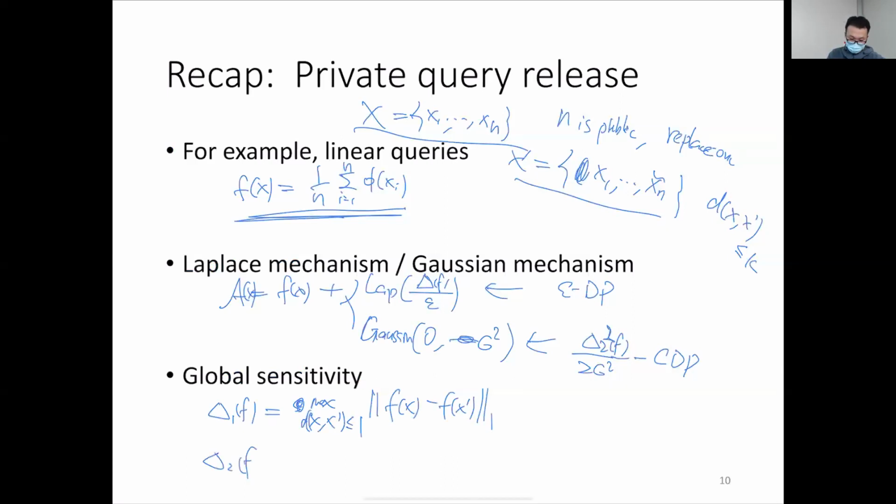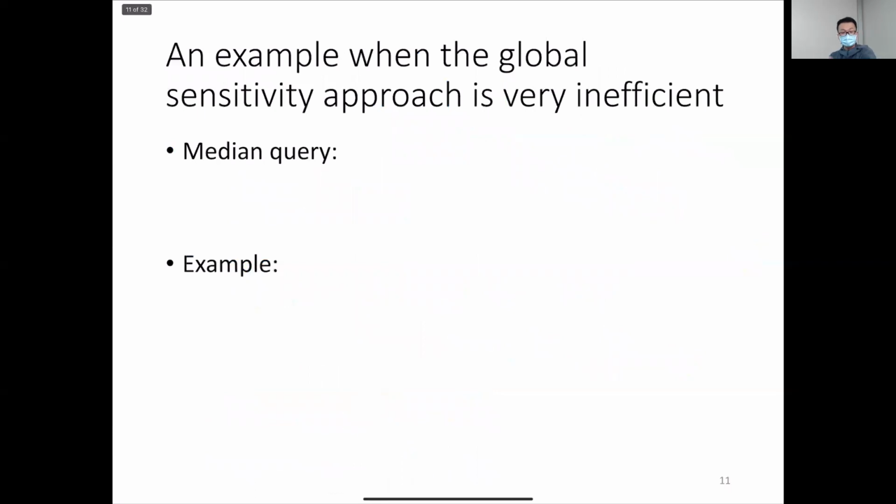And similarly, L2 sensitivity is just the same, but with the norm of this being the Euclidean norm rather than the L1 norm. Okay, so I'd like to highlight that these sensitivity measures are global because we are taking every pair of neighboring data sets in order to obtain this upper bound. So this quantity, whatever it is, needs to be a valid upper bound for all pairs of neighboring data sets. So sometimes this is quite bad. So I'll give an example of that by defining the median query.